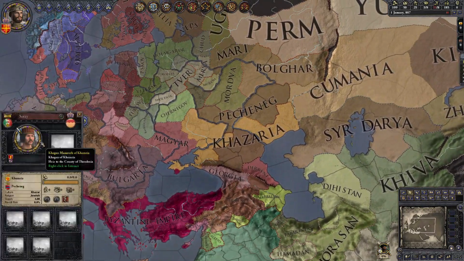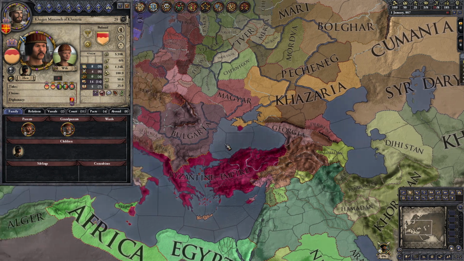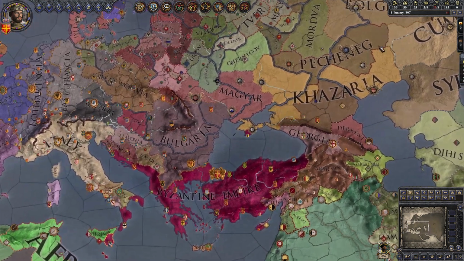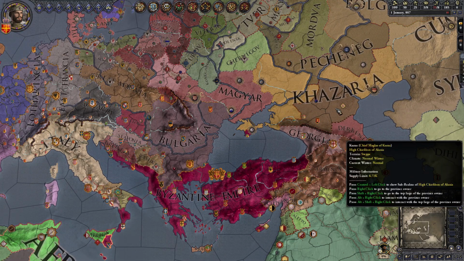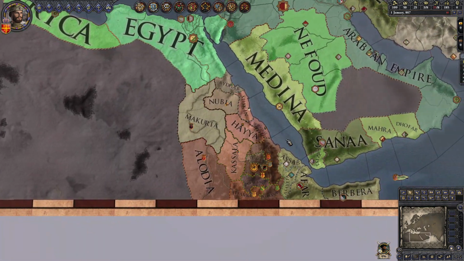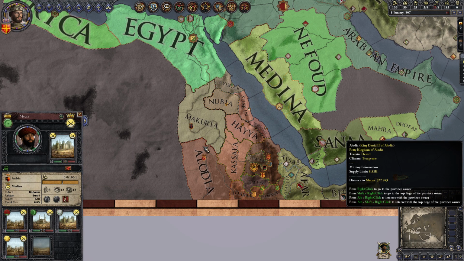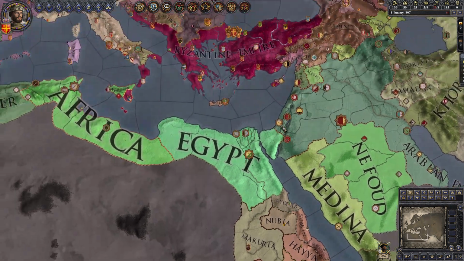And where's my favorite? There we are. Khazaria. They were actually Jewish. It was a group of sort of Mongols, essentially, that adopted Judaism. And they didn't last too long. And there's another group of Jews somewhere down here. No. Whatever. You get the point.